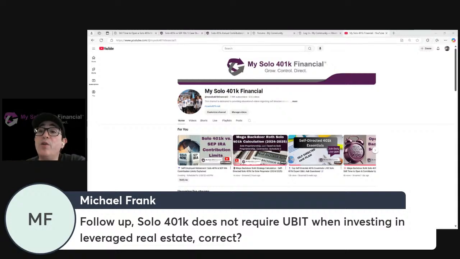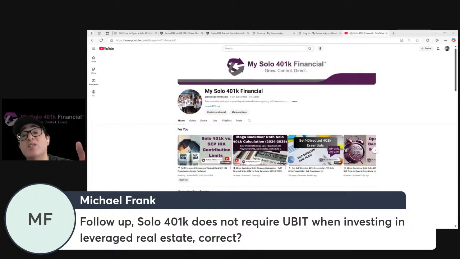Now, unrelated debt finance income tax generally applies when you have income from a leveraged investment inside of a retirement account. So let's say you're buying stock on margin, for example, inside of a retirement account. That means that your retirement account would be liable to pay that tax on that income from your leveraged investment. Doesn't mean that it's prohibited. It just means that you're not going to make as much money inside your retirement account.